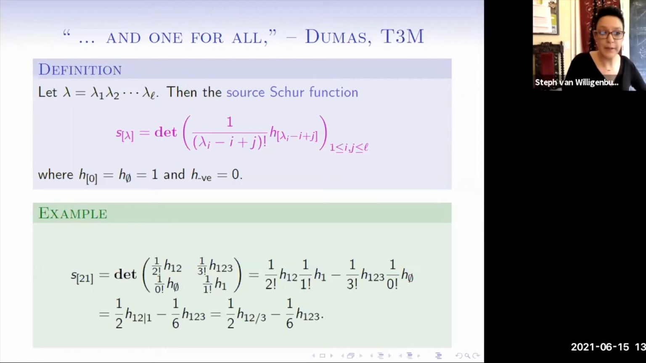So if I want to make the source Schur function S21, then I'm going to have the determinant of this matrix right here, which is going to be 1 over 2 factorial h12 times 1 over 1 factorial h1 minus 1 over 3 factorial h123 times 1 over 0 factorial h empty. And then that's going to give me a half h12/1 minus a sixth h123, which by our product rule is going to be a half h123 minus a half h123.